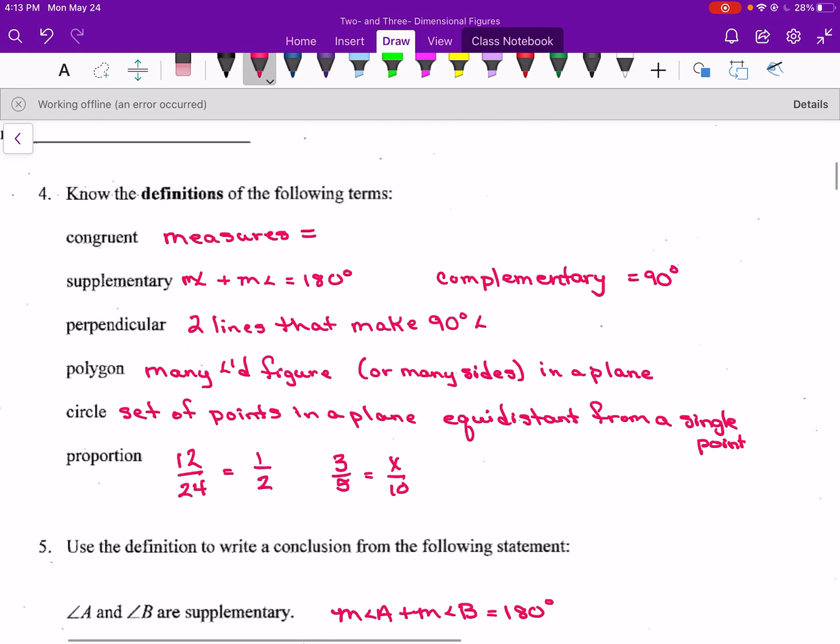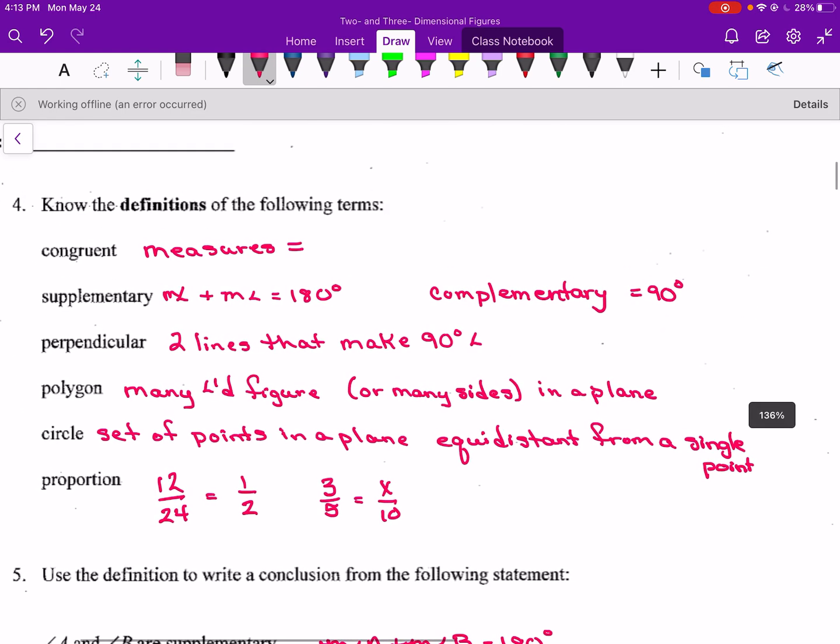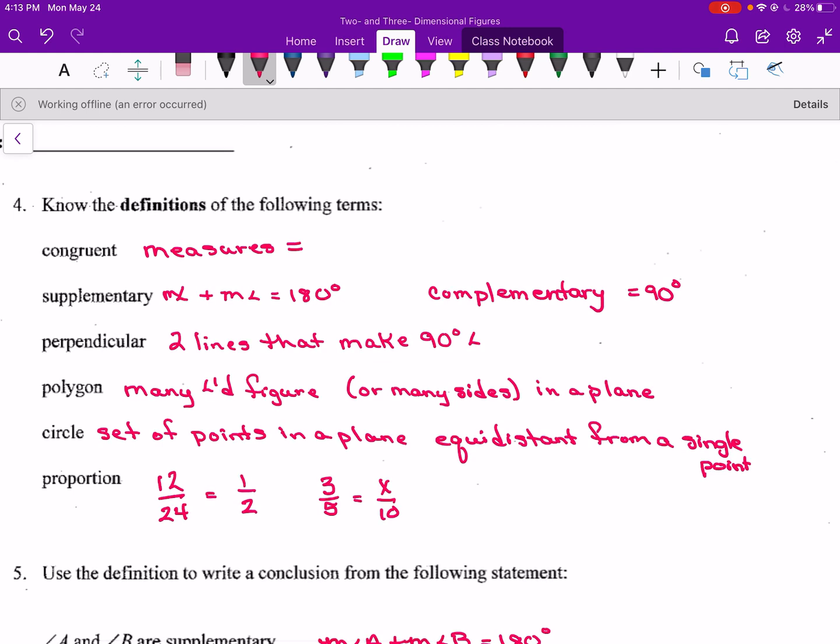Number 4 is all about definitions. Make sure you know these. Congruent: 2 angles are congruent means they have the same angle measure. 2 segments that are congruent have the same length. Supplementary means that the 2 angles add up to be 180 degrees, as opposed to complementary, which means their sum is 90. 2 lines are perpendicular if they make a 90-degree angle.